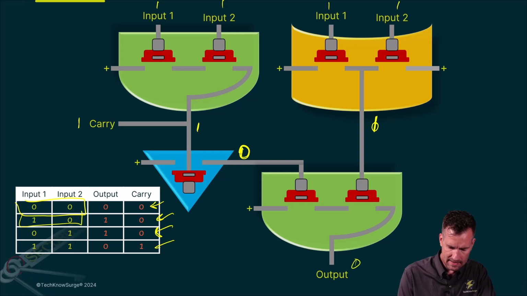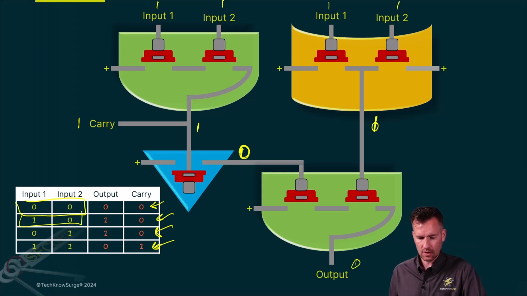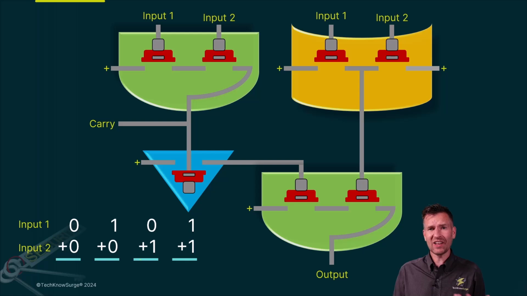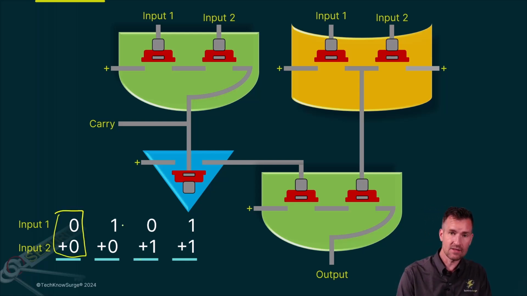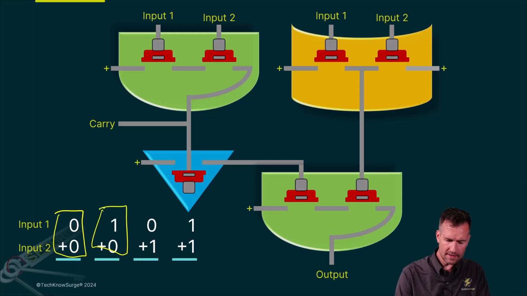So now this has been confirmed. So we are good to go. That is an AND gate there. What we've just created is called a half adder. A half adder adds 2 bits together. So we can add 0 plus 0, 1 plus 0, 0 plus 1, and 1 plus 1.